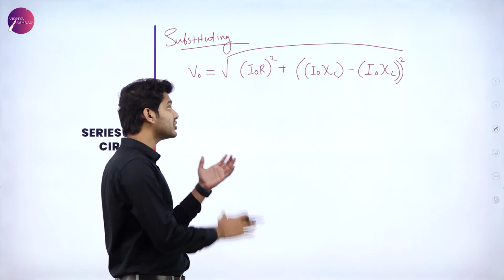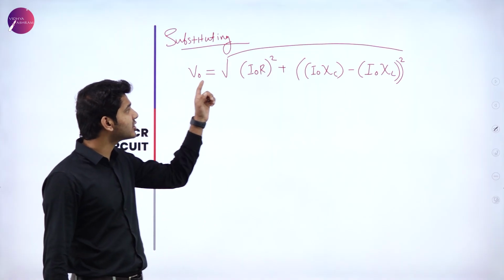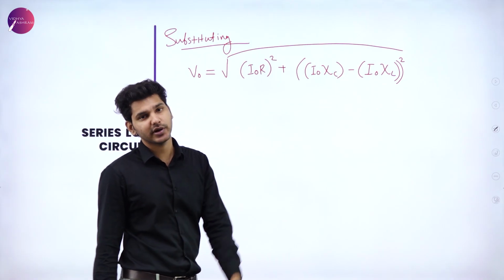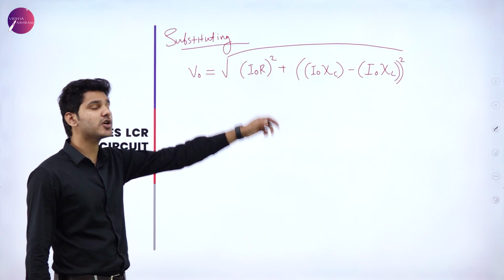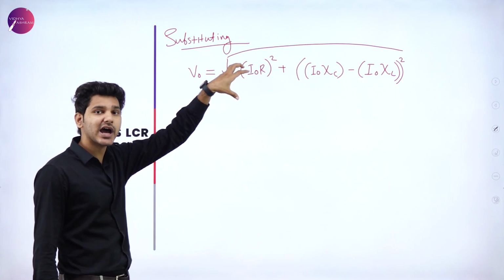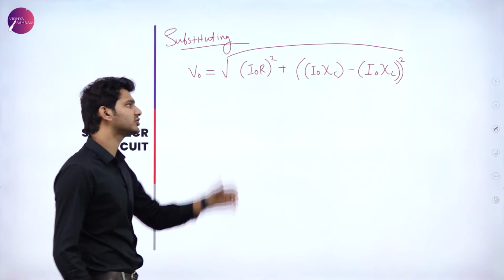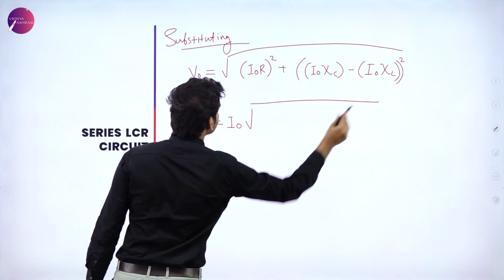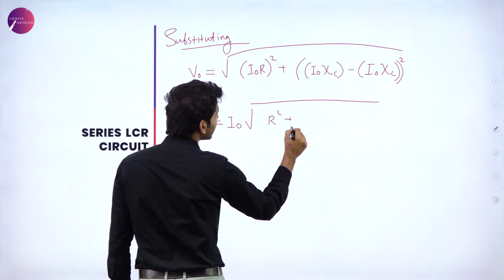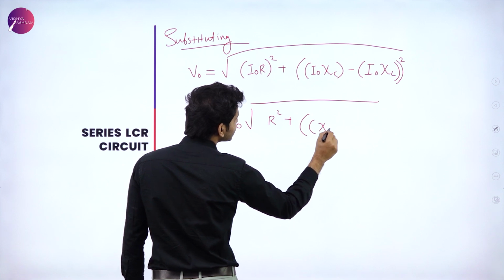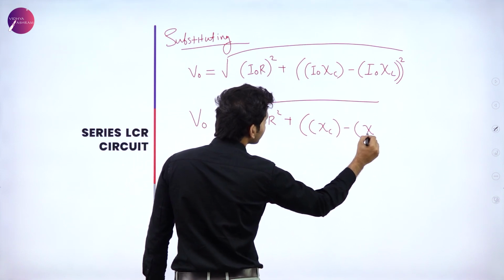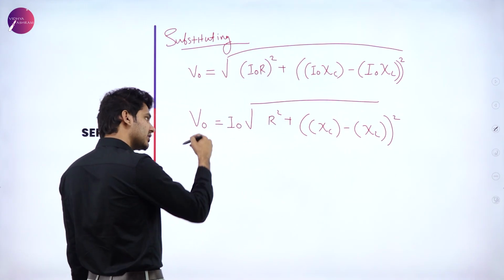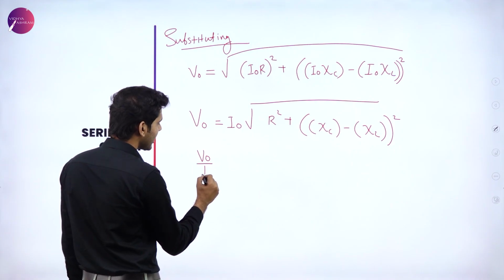So again, while substituting, we'll get this particular result, that is V naught is equal to the root of I naught R whole square plus I naught chi C minus I naught chi L whole square. So again, if you look closely, you have an I naught common here. So we'll take that I naught square outside of the root. So I can write it as V naught is equal to I naught into root of R square plus chi C minus chi L whole square, and this I naught I can take to the left hand side, so it will be V naught by I naught.